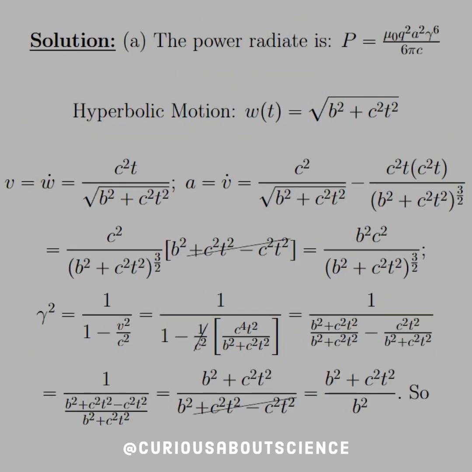Okay. So, part A, the power radiated comes from P equals mu naught Q squared A squared gamma to the sixth over 6 pi C. Hyperbolic motion, we were given the W function, so that's W equals the square root of B squared, closest approach, plus C squared T squared. So with that, we have V equal to the time derivative of W. So take that derivative. Be careful simplifying.